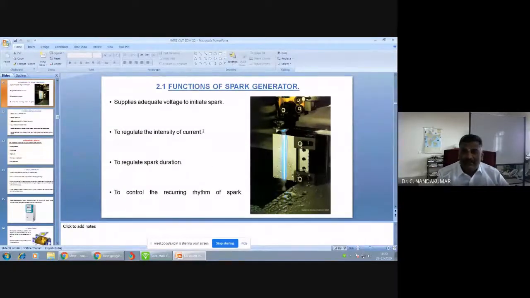The functions of a spark generator. See in this figure, I have shown that particular machining operation for a workpiece thickness of 300 mm. It supplies adequate voltage to initiate the spark, and a separate transformer is given to this machine to regulate the intensity of current. We have to regulate the spark duration and control the recurring rhythm of the spark.